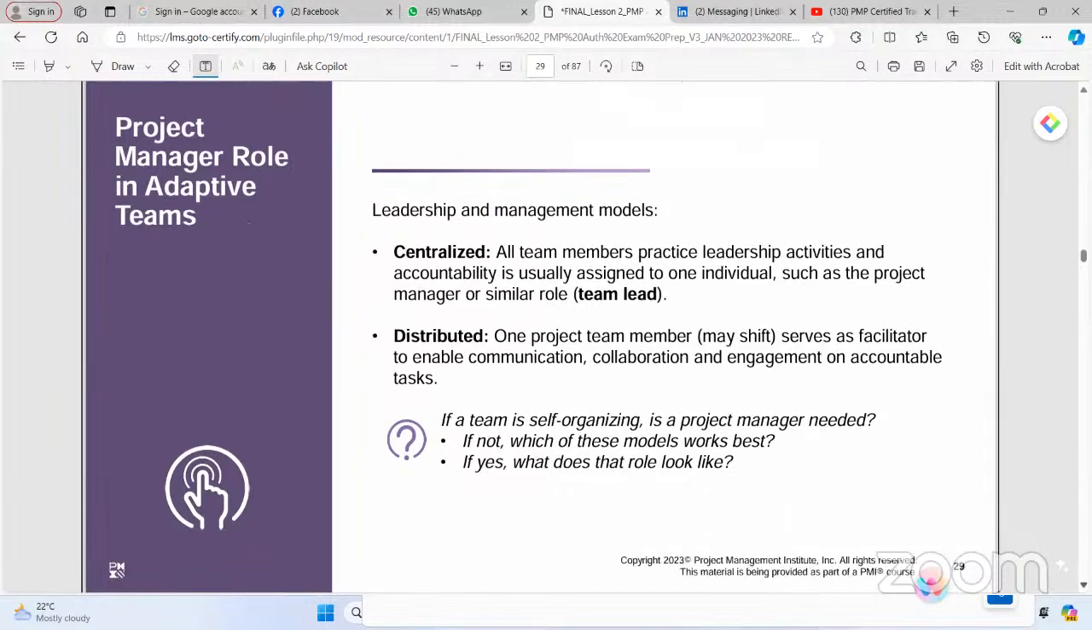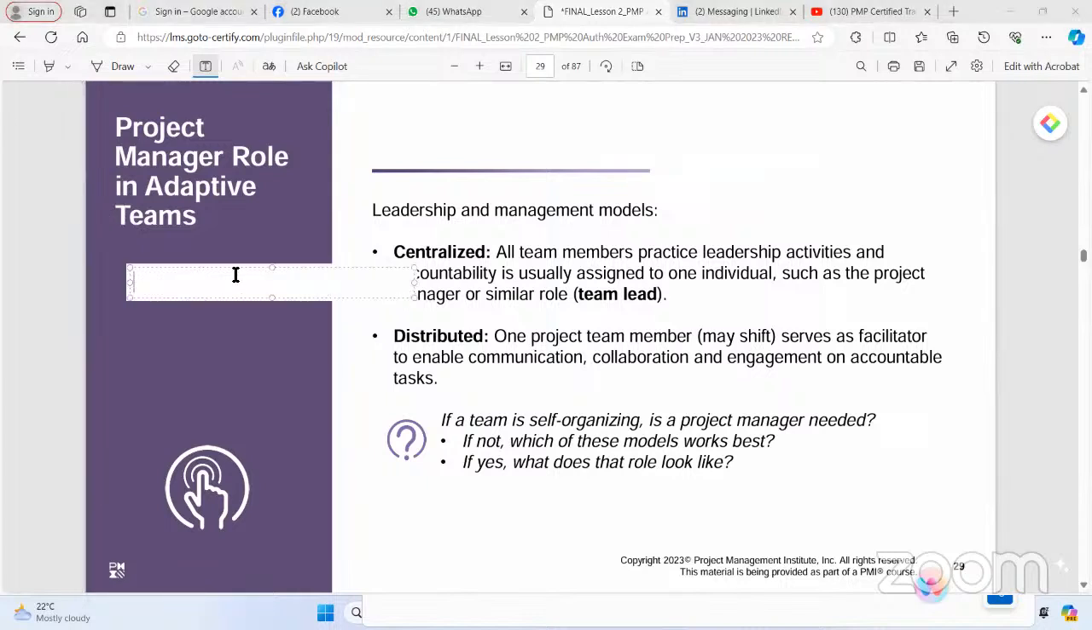So why PM? All right. As I talked about predictive, as I talked about agile, one other name for agile is adaptive, right? It's an adaptive, flexible life cycle, right? So here, adaptive teams, what do we expect from the teams now?